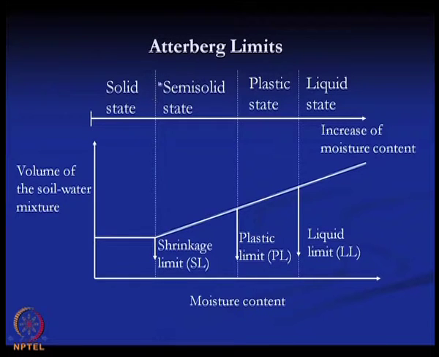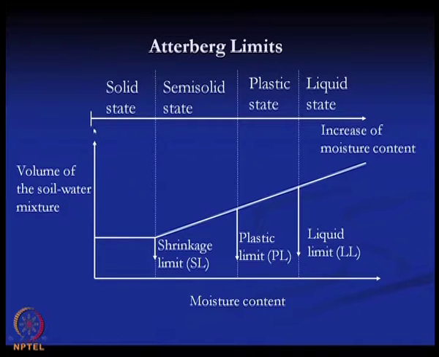Now, here we can say that there is a limit or a junction between every state, because there are 4 states and 3 junctions. And what varies across these is the moisture content. So, as the moisture content increases, soil goes from solid state to semi solid, plastic and liquid, and vice versa. From the liquid state, if we reduce the water content in the soil, then it will go to plastic state, and from the plastic state it will go to semi solid state, and from the semi solid state it will go to solid state.